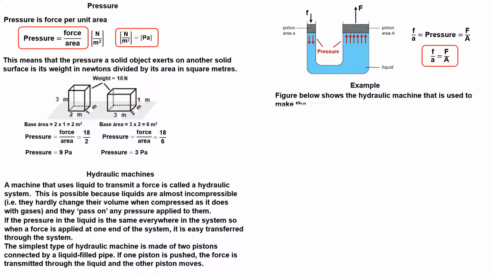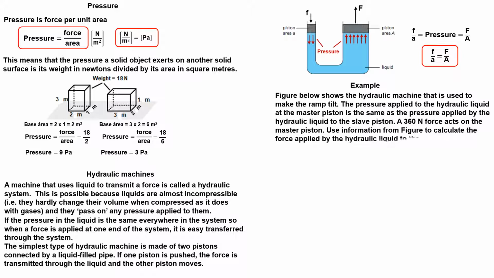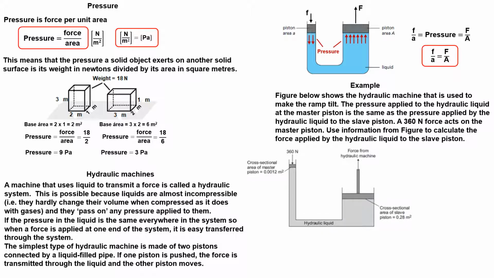Example, figure below shows the hydraulic machine that is used to make the ramp tilt. The pressure applied to the hydraulic liquid at the master piston is the same as the pressure applied by the hydraulic liquid to the slave pistons. A 360 newtons force acts on the master piston. Use information from figure to calculate the force applied by the hydraulic liquid to the slave piston.